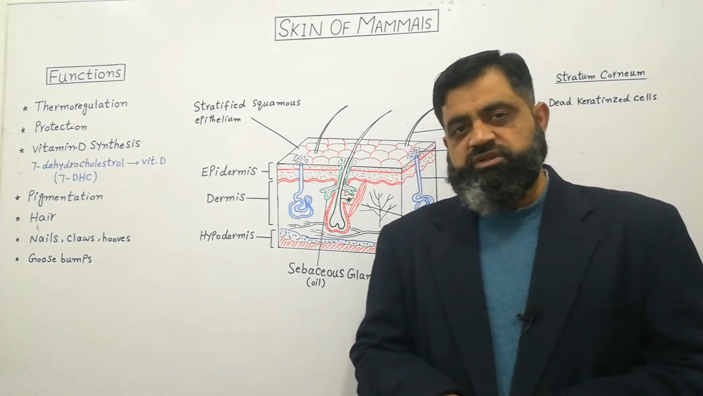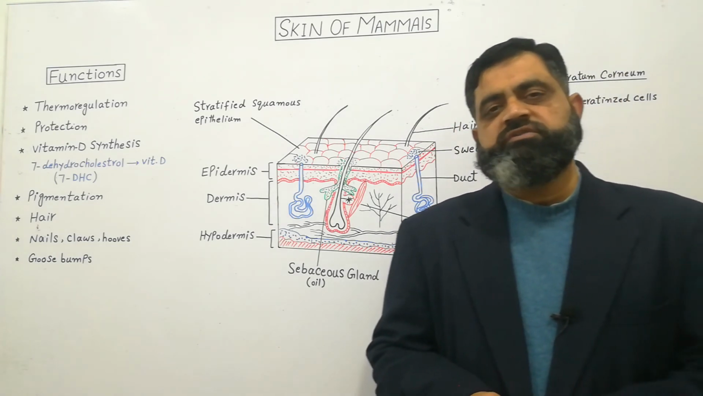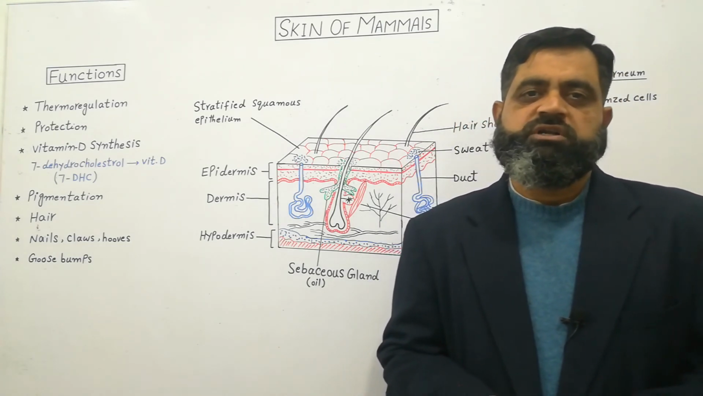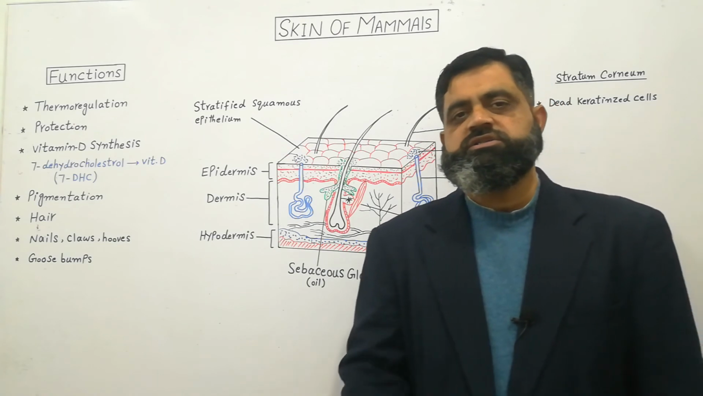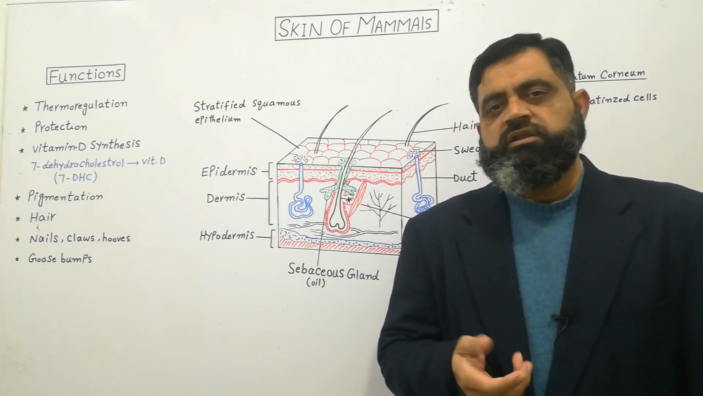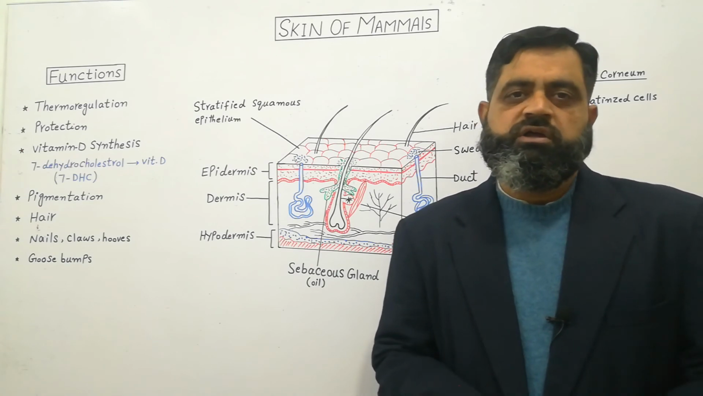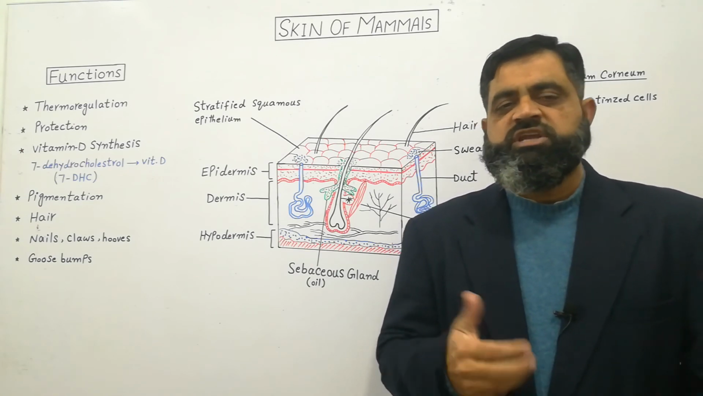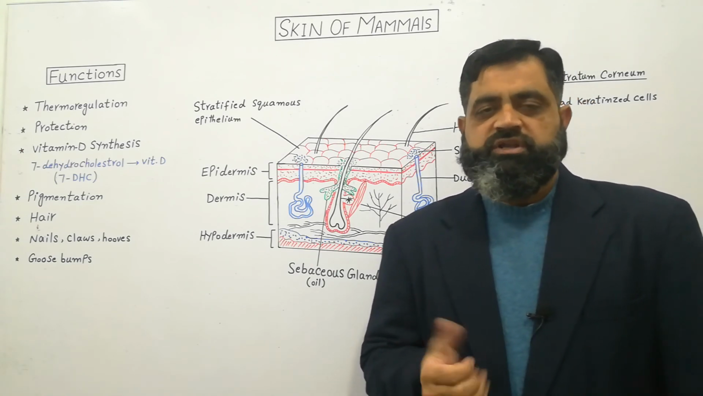One more function of the skin is that it produces pheromones in different mammals. Pheromones are special chemicals which are released from the skin, and they affect the opposite sex of the mammals, which can be helpful in the reproductive cycle.